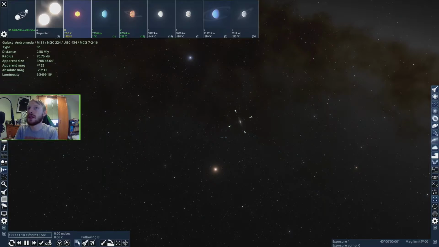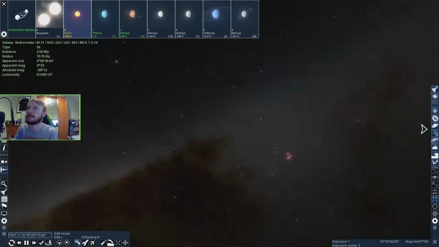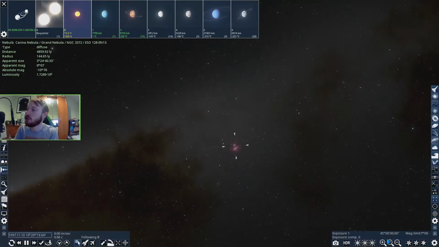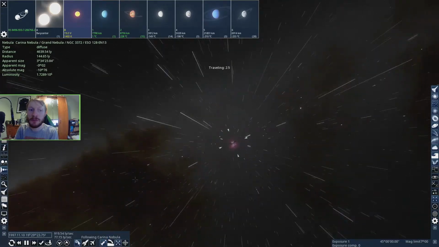And hey, what's that? The Andromeda Galaxy. So probably back in more familiar territory, shall we say. What's that? The Carina Nebula. Let's go to that, if I can figure out where the buttons are.